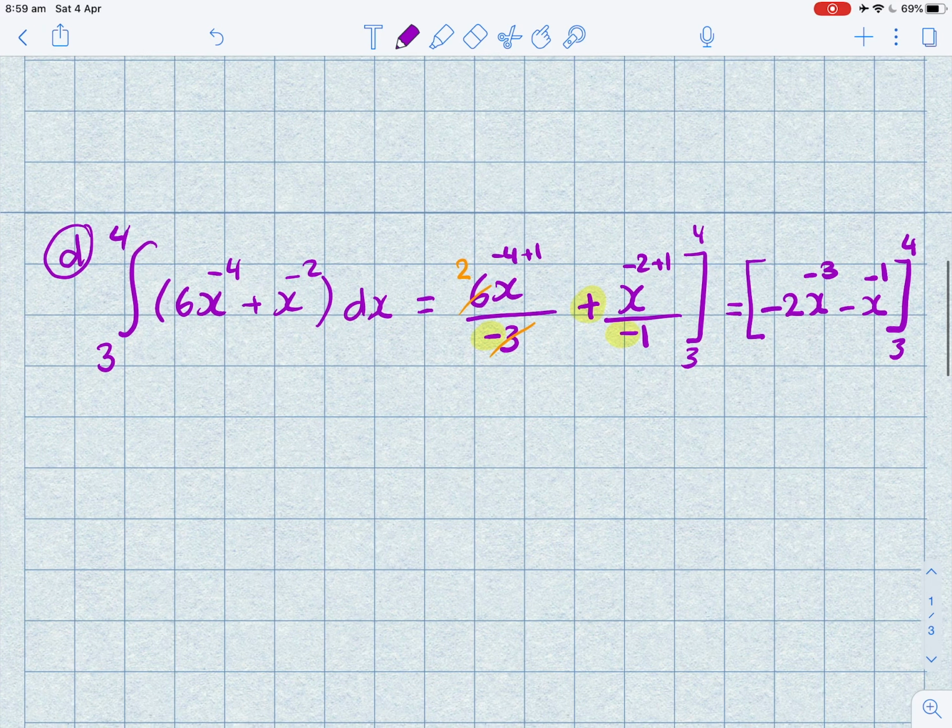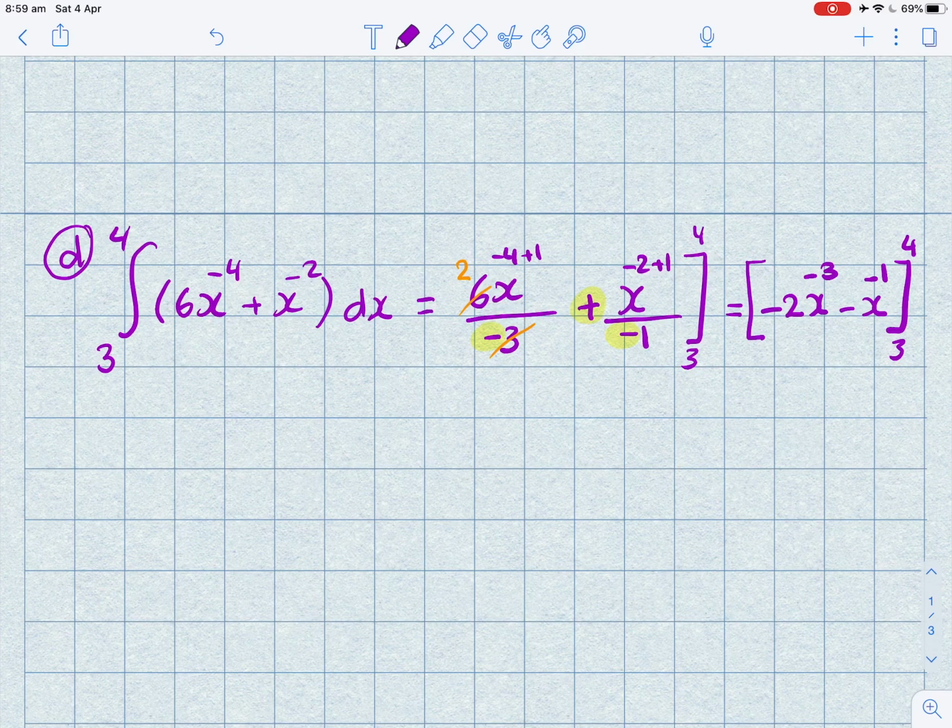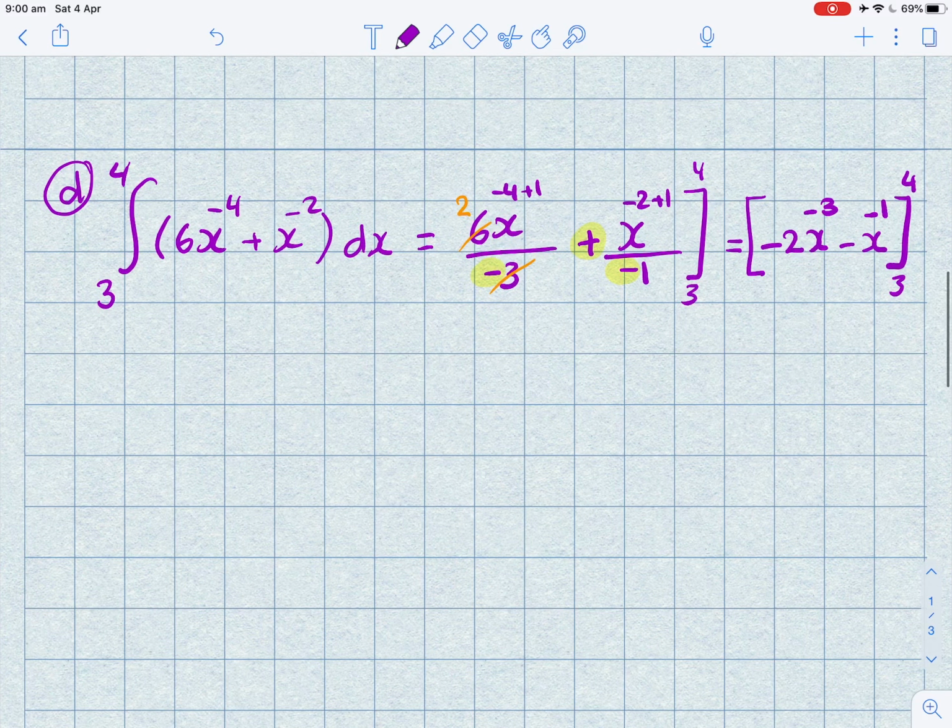Okay. Now we just need to start substituting the limits. So I will write this down here again, and then I will start substituting here. Okay, so we have minus 2x to the power minus 3 minus x to the power minus 1 from 3 to 4.